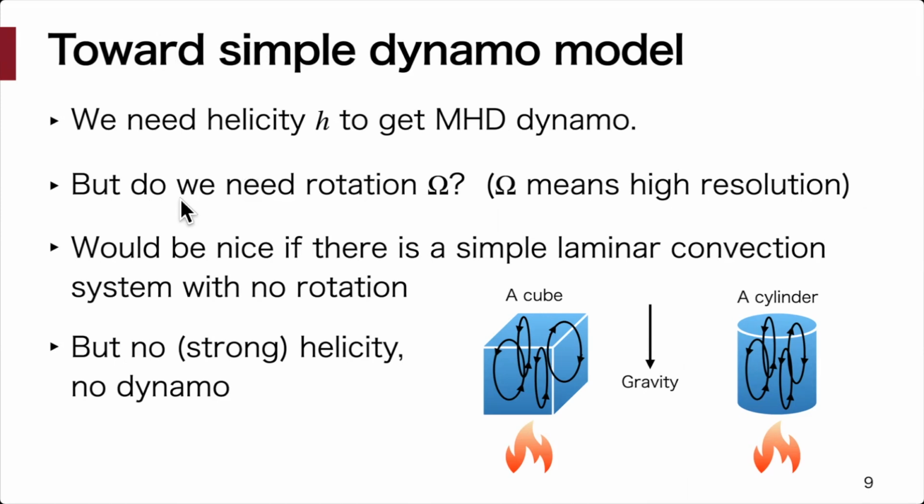So helicity is important. The purpose is a simple simulation, but it needs helicity. Of course, if you have a rotation, you will have the helicity, but do we need the rotation, omega? The rotation is always a problem for numerical simulations because rotation means a very thin Ekman layer. You need fine grid meshes to resolve this kind of thin layer. So it would be nice if there were a very simple laminar convection system with no rotation. But in the standard configuration of a thermal convection system like a cube or cylinder, there's no strong helicity and there's no dynamo.